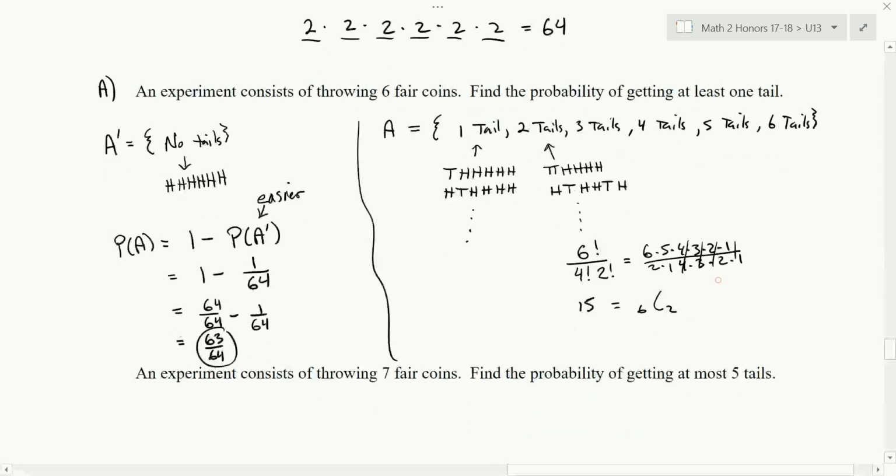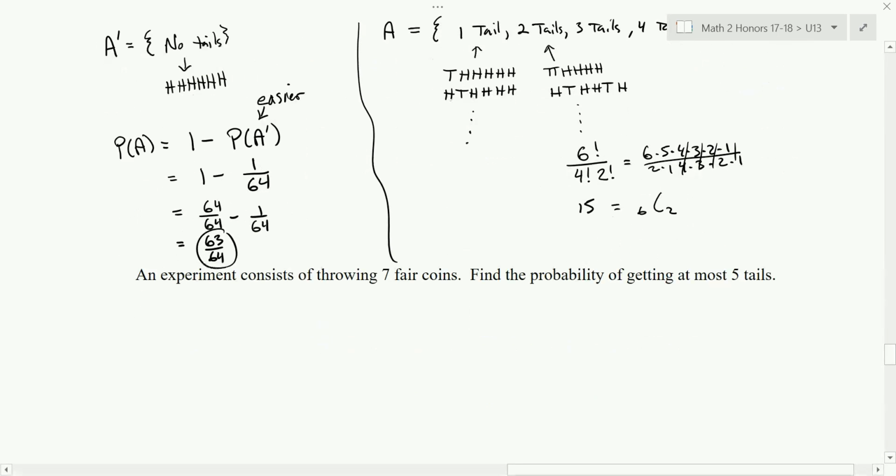Okay. Let's try one more. An experiment consists of throwing 7 fair coins. Find the probability of getting at most 5 tails. I want you to try it before I help you out. Okay.